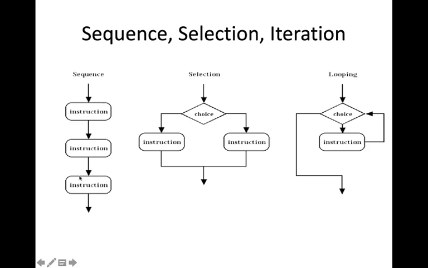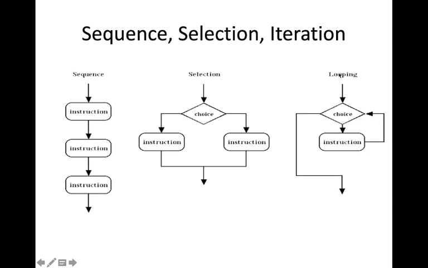So this is the sequence kind of thing. Sequence is one instruction, then after this instruction, this one. This is a sequence of operations executed in order. Then the second type of control structure is selection. We will have a condition. If it is true, we will execute this instruction. If it is false, we will execute this instruction.